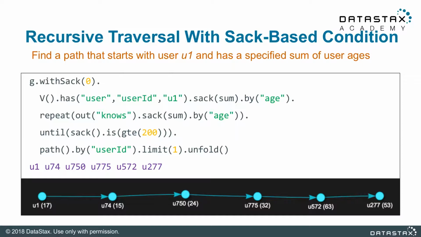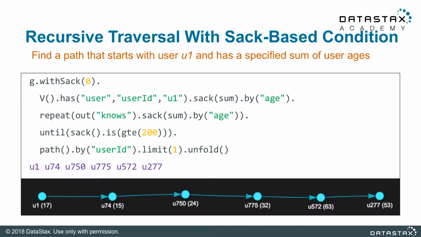To do that, we start by traversing to our favorite user, U1. On the second line, we call the SAC function to update the map in the traverser's SAC. What we want to do is to create a key in the map that is U1, and we want that value to be U1's age, 17. We can do that by creating a custom function.